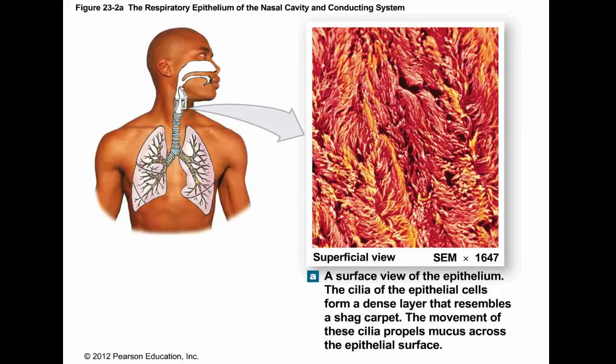Here we can see a little piece of a microscopic view of the epithelium, the cilia of the epithelial cells. And just as it says written there, it looks like a shag pile carpet. And these cilia move in waves to propel mucus across the epithelial surface.